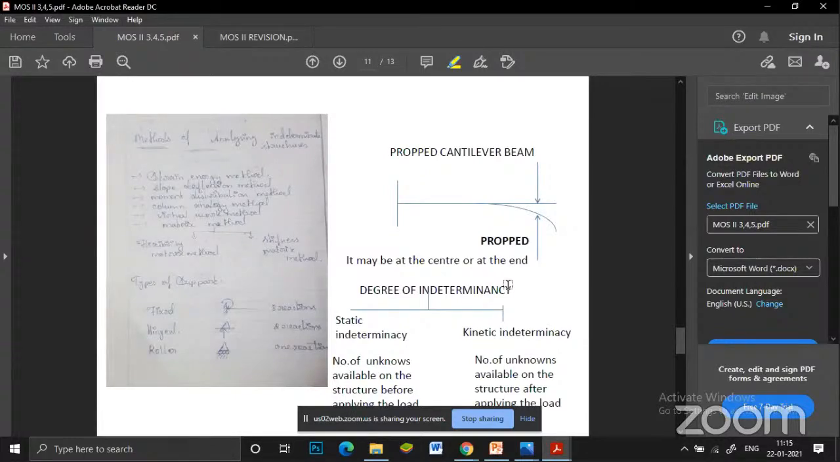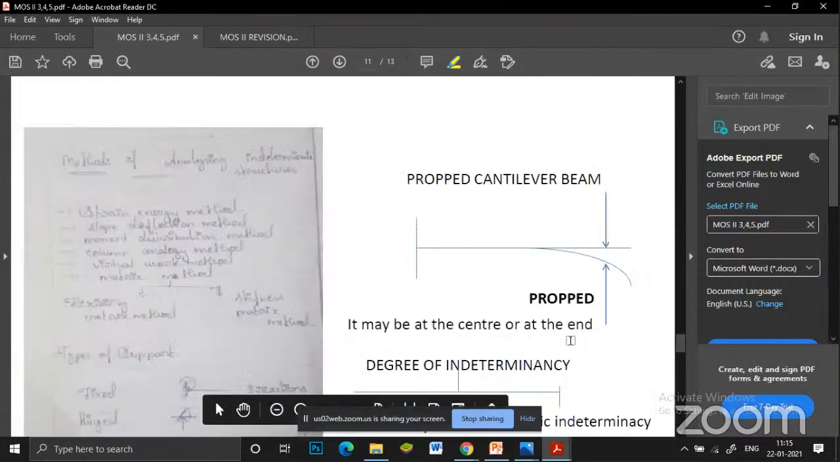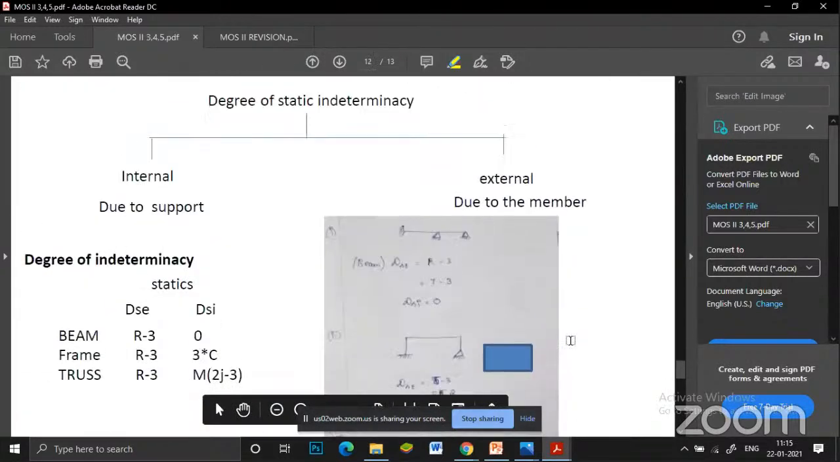Okay, now static indeterminacy and kinetic indeterminacy. What is static indeterminacy? You have a question, right? Number of unknowns available on the structure here. Number of unknowns.